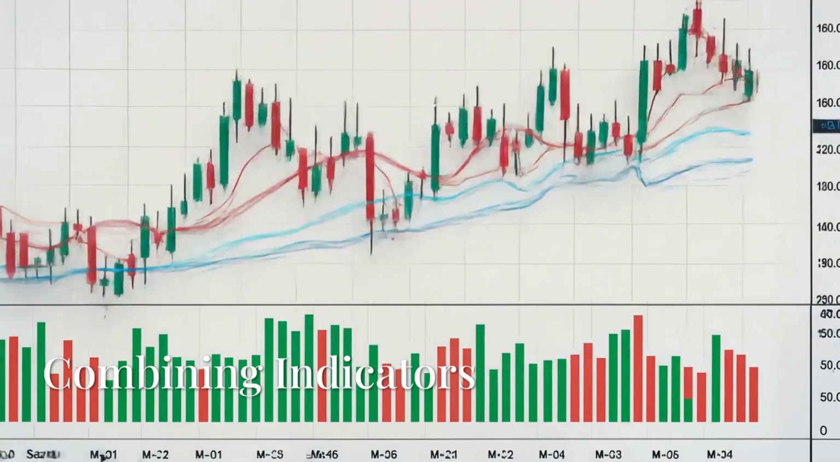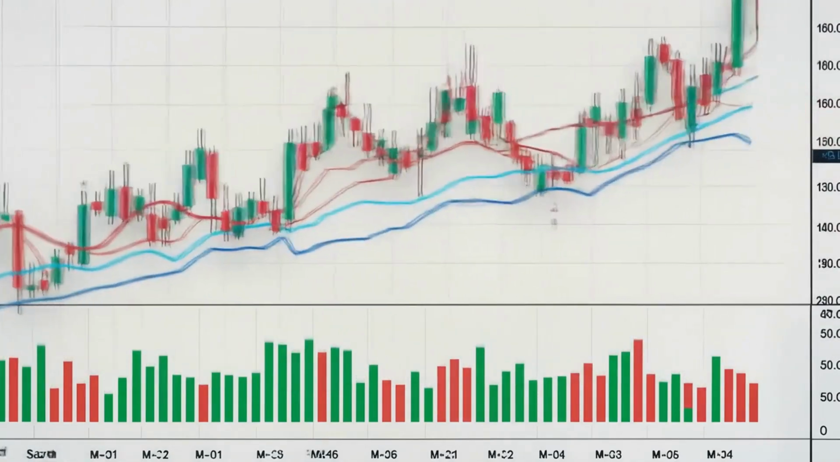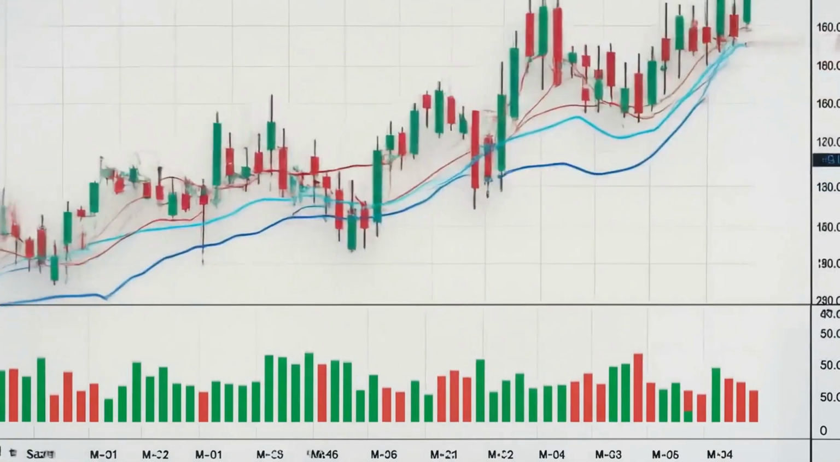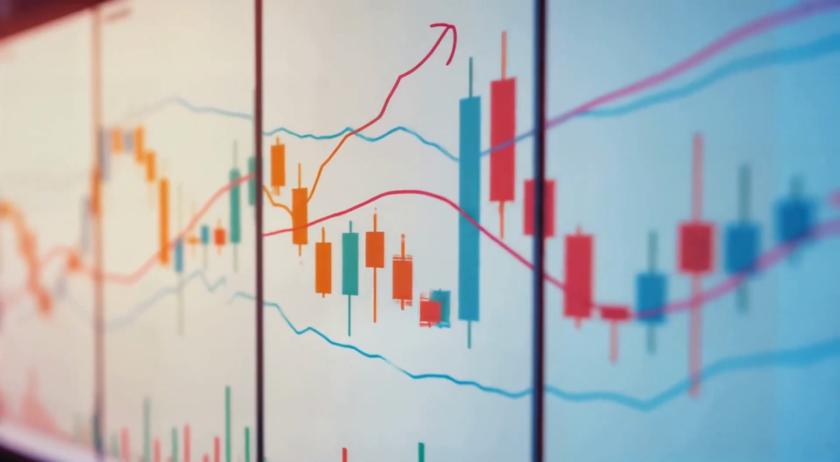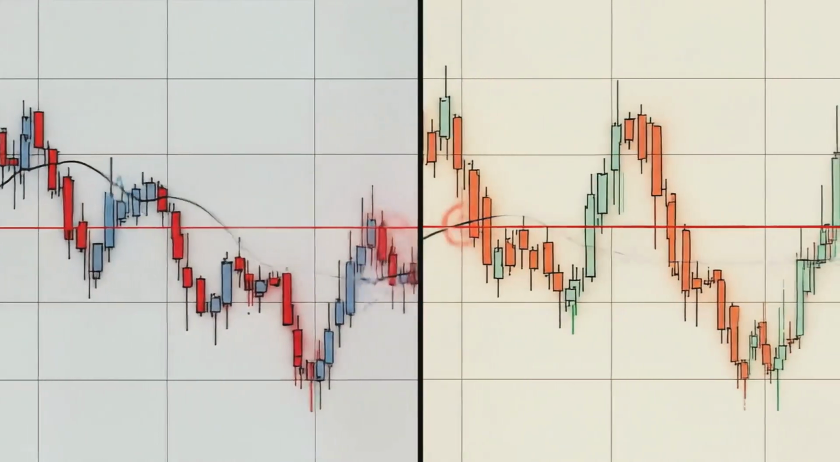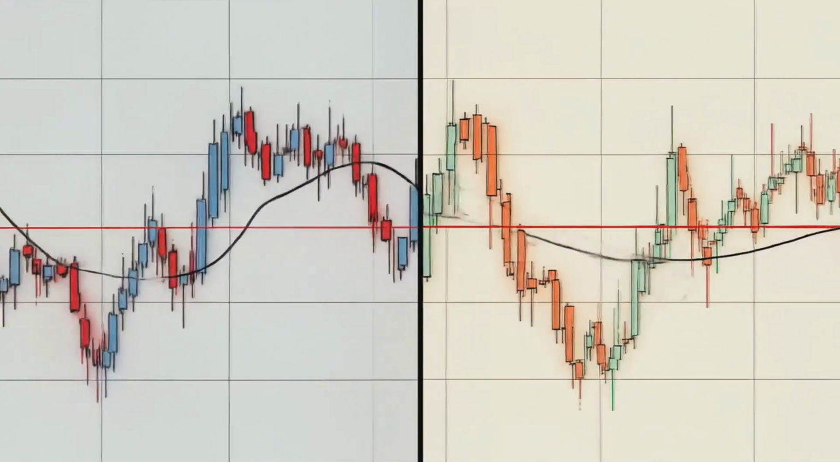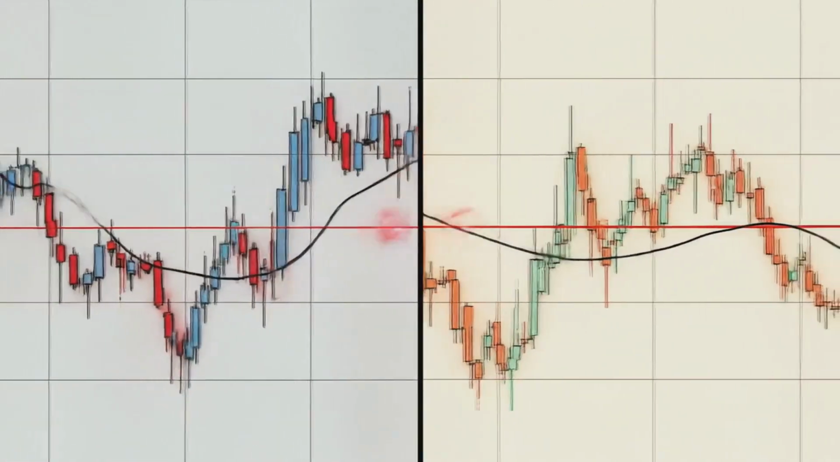Combining moving averages with these indicators significantly enhances trading accuracy. These tools provide complementary insights that validate trading signals derived from moving averages. RSI helps traders identify overbought or oversold market conditions, confirming the strength of moving average signals.